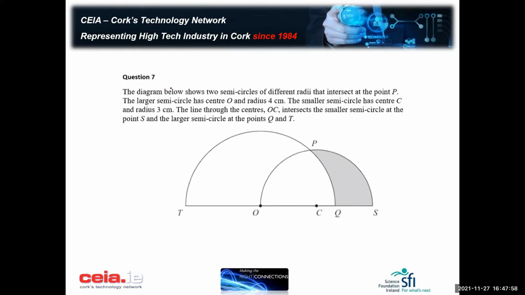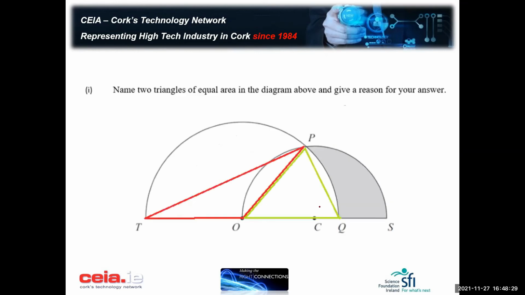So the diagram shows two semicircles of different radii that intersect at the point P. So that's the point P there. And the larger semicircle has center O. So the largest semicircle is the one on the left-hand side, has center O and radius 4 centimeters. The smaller semicircle is center C and radius 3 centimeters. The line through the centers OC intersects the smaller semicircle at the point S. So that's there, and the larger semicircle at the points Q and T. Okay, so what are the questions? Name two triangles of equal area in the diagram and give a reason for your answer.